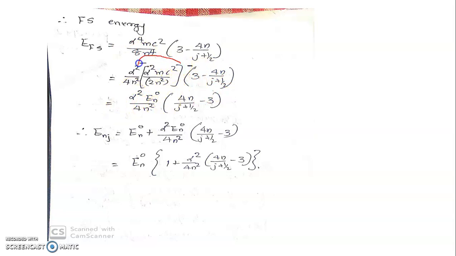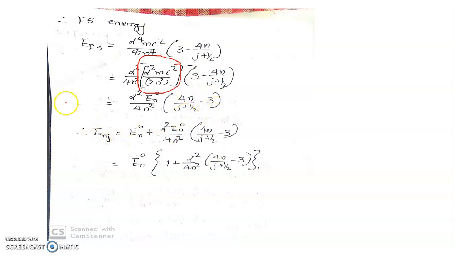This quantity, with a minus sign, is exactly the ground state energy of hydrogen, not the modulus value, but exactly the ground state energy of hydrogen, minus 13.6 by n square, or say minus 13.6 electron volt. So this is the energy of the hydrogen atom in the nth quantum state. If it is the ground state, then n should be equal to 1. So this is alpha square En0 divided by 4n square into this quantity reversed: 3 minus 4n by j plus half becomes 4n by j plus half minus 3.